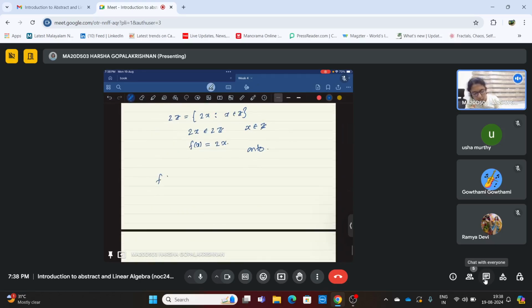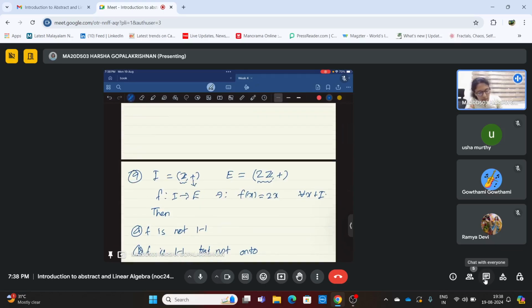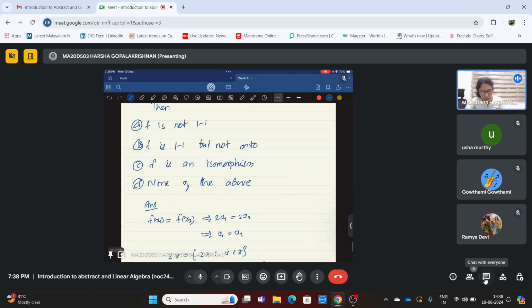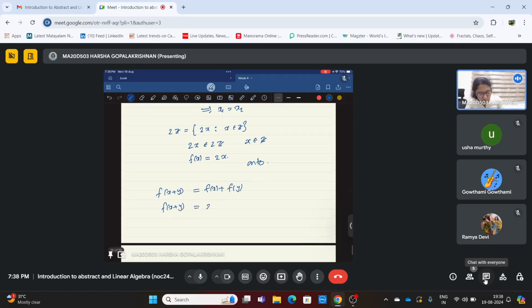For that, we need f of x plus y equal to f of x plus f of y. Here I am just using the plus on both sides, because on one side I have the plus operation and on the other the usual addition operation. So on both sides I can use the respective operation. So what is f of x plus y? By definition it is 2 times x plus y. This is 2x plus 2y. This is nothing but f of x plus f of y.